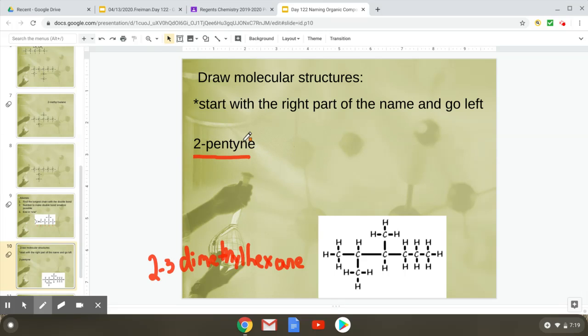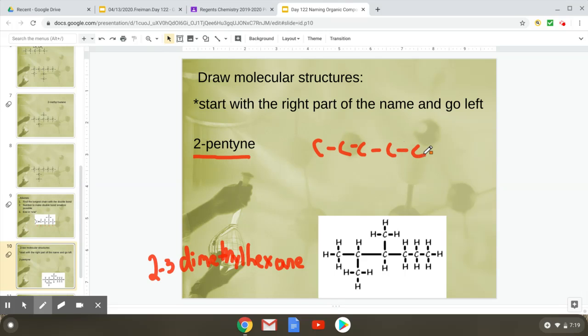Now, what if we wanted to draw the structural formula for 2-pentyne? 2-pentyne. Now we see the ine on there. That means a triple bond. We have our prefix pent. So how many carbons in a pent? You look at table P, and there's 5. So we have 1 carbon, 2 carbons, 3 carbons, 4 carbons, and 5 carbons.